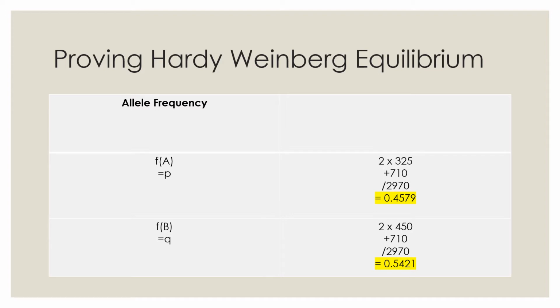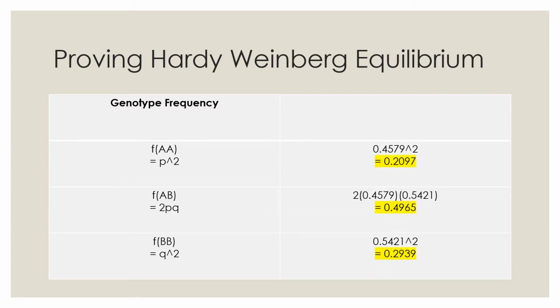And that's going to be about 46% A, 54% B. Notice P and Q are equal to A and B. Next, we calculate the genotype frequency, and so highlighted in yellow are the frequencies of each genotype within the population. Notice that under the frequencies in the first column, I have the equations you can use to do that.